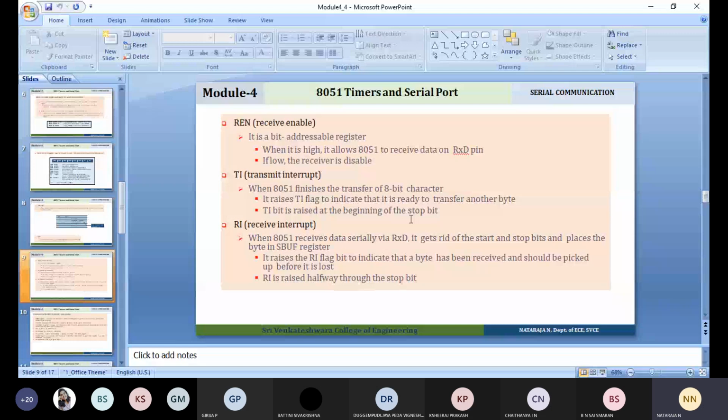Like that, if I am going to use the transmit interrupt, it means that when the 8051 finishes the transfer of an 8-bit character, it raises the transmit interrupt flag to indicate that it is ready to transfer another byte. For example, if I am going to transmit data serially, what I am going to transmit is YES. YES has three alphabets.